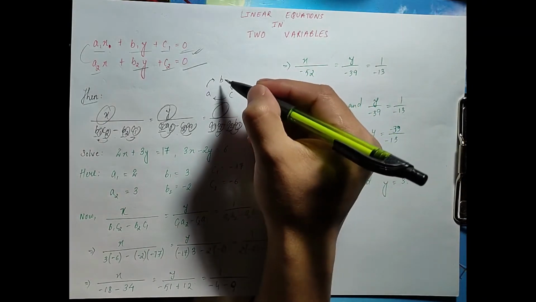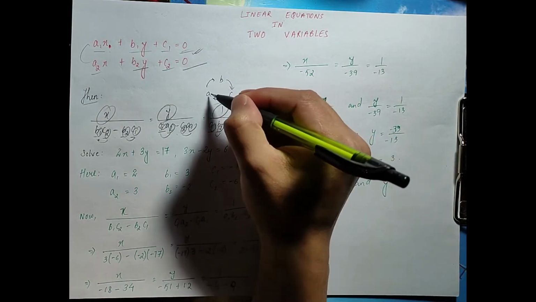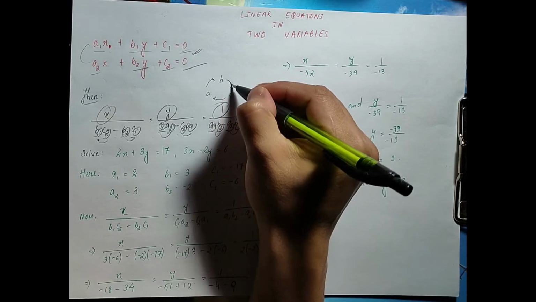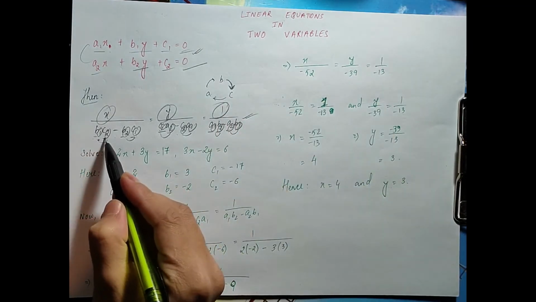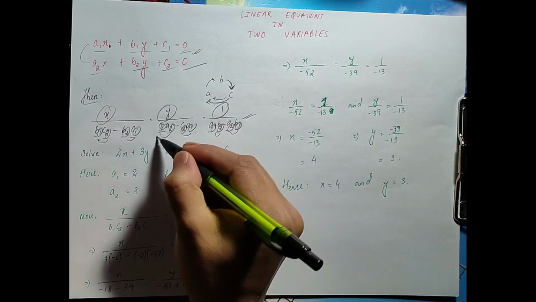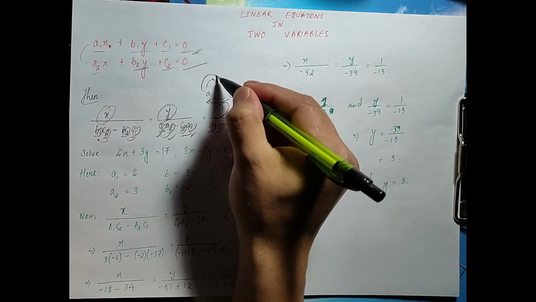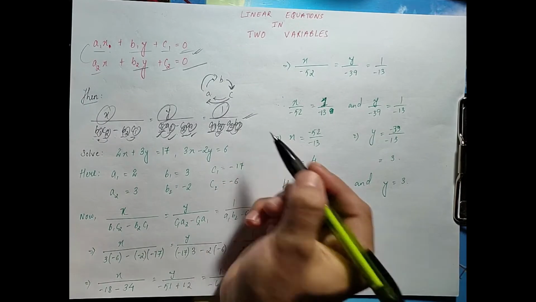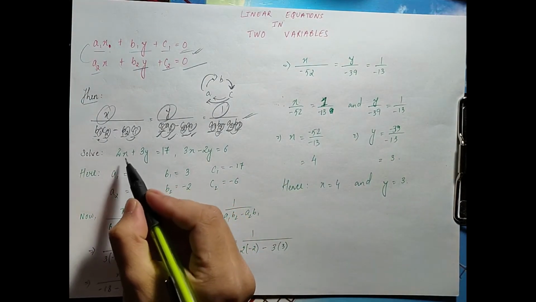So the trick is, just write first b, c and a, and then go clockwise. So the first one is bc, so bc, bc, then ca, so ca, ca, and then ab, so ab and ab.